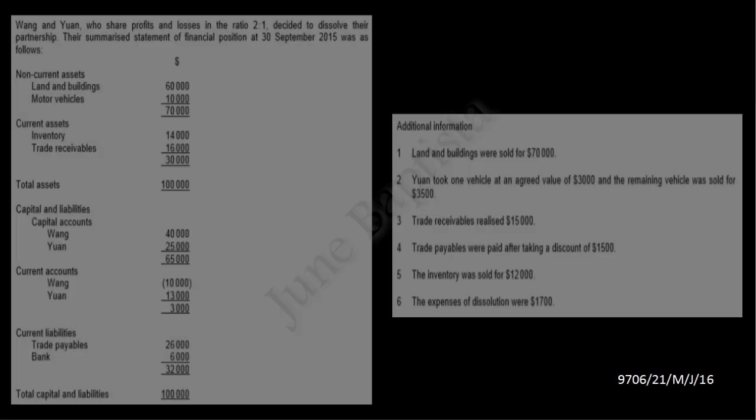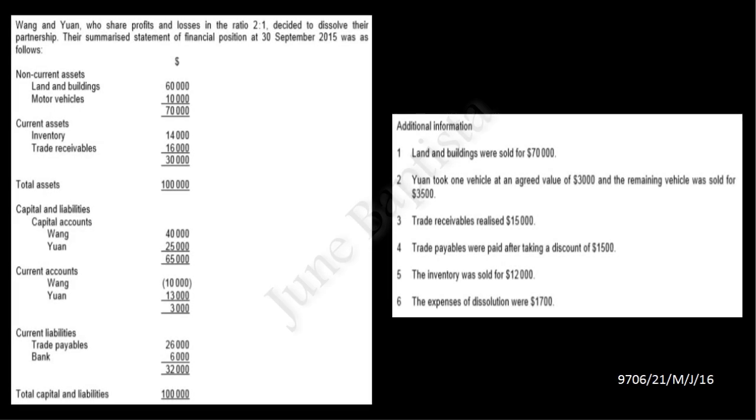This is an example adapted from a past paper. Wang and Yuan, who share profits and losses in the ratio of 2:1, decided to dissolve their partnership. Their summarized statement of financial position at 30th September 2015 was as follows. Study the statement and the additional information given carefully. The solution is on the next slide.